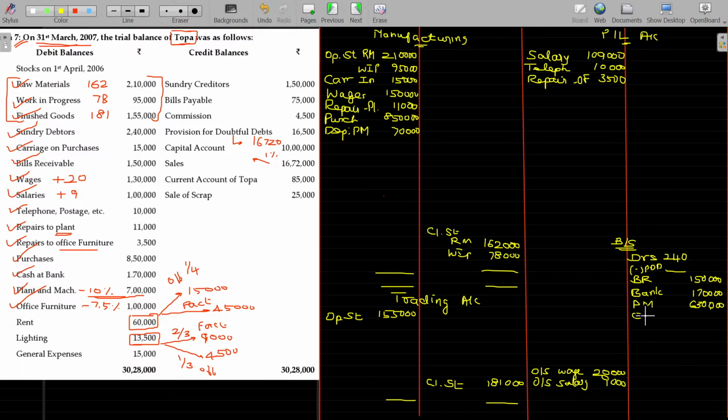We have office furniture, the value being 1 lakh and depreciation being 7.5%. So after depreciating 7,500, the final value being 92,500. Very good. Where will the depreciation come? In P&L account, office furniture, no? Depreciation of office furniture in P&L account, 7,500.